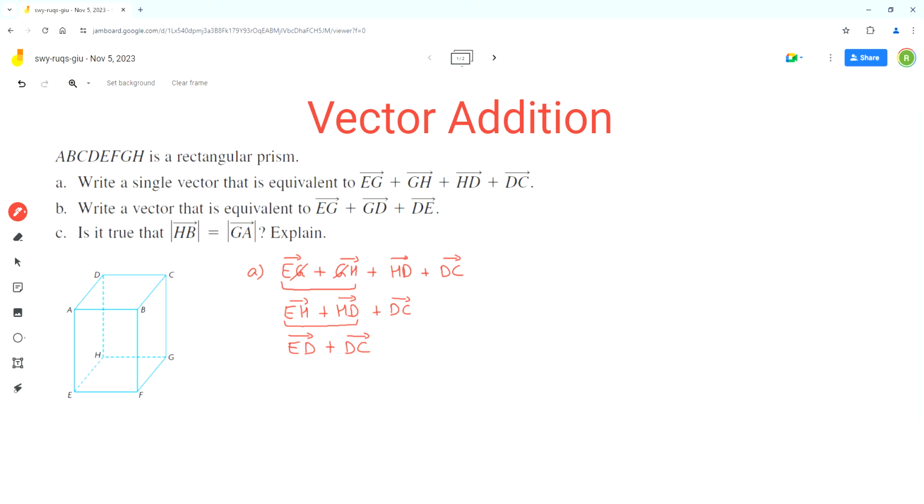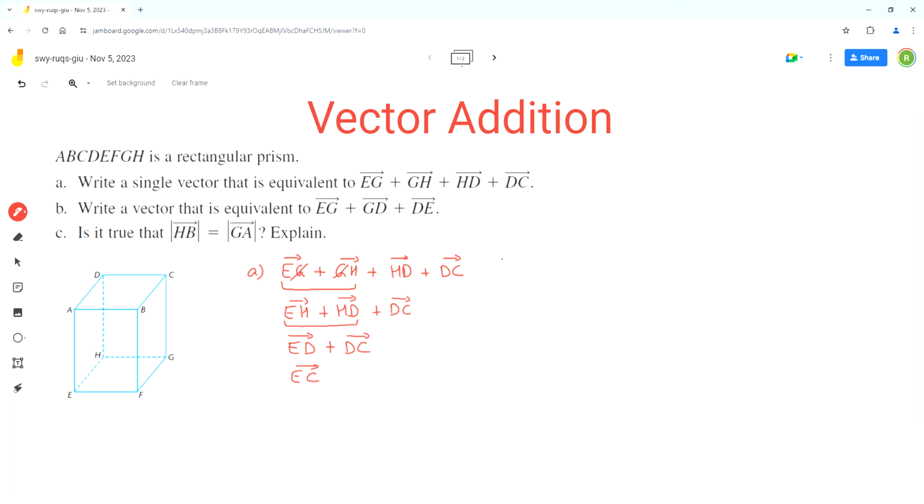Now we can add vectors ED and DC. In vector ED, we go from point E to point D, and then in vector DC, we go from point D to point C. So that means we go from point E to point C when we add these two vectors. So the sum of these two vectors should be vector EC. So this should be the final answer for part A.